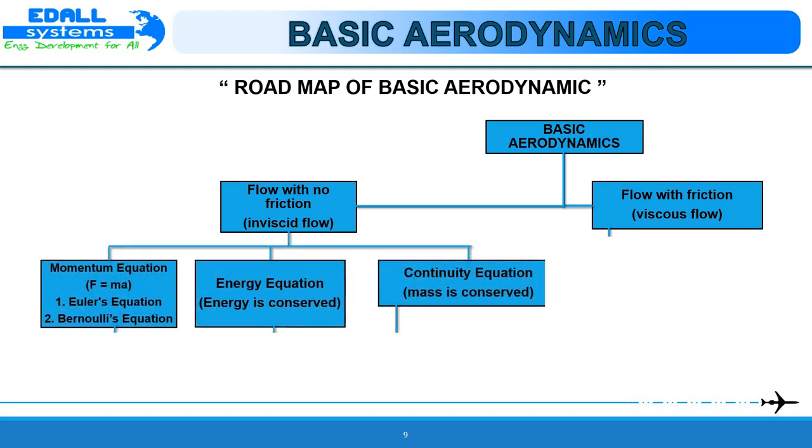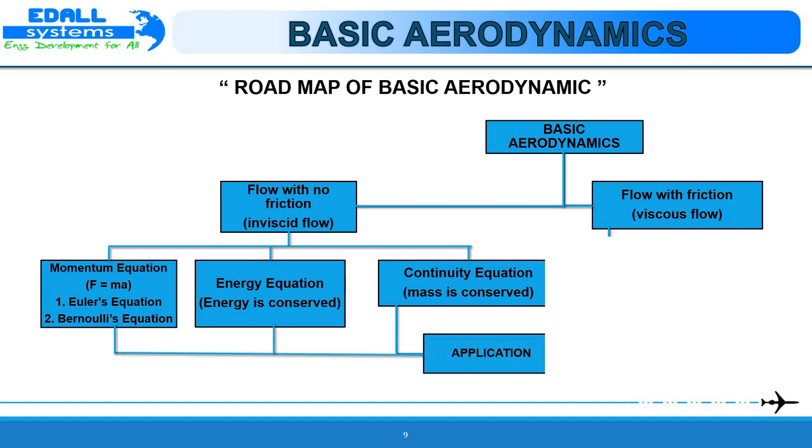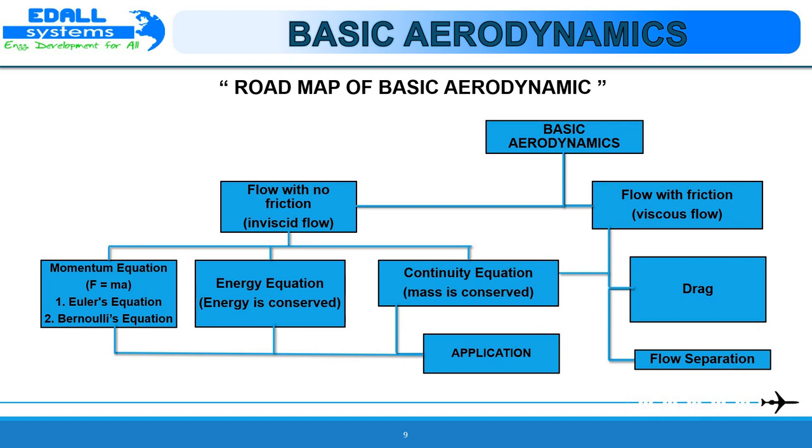Flow with no friction, the inviscid flow, is then categorized into: first, the momentum equation, which says force equals mass times acceleration, which gives Euler's equation and Bernoulli's equation. Second, the energy equation, which says energy is conserved. And third, the continuity equation, representing that mass is conserved. We will further look at the application of each. Flow with friction, which is viscous flow, gives drag and flow separation.